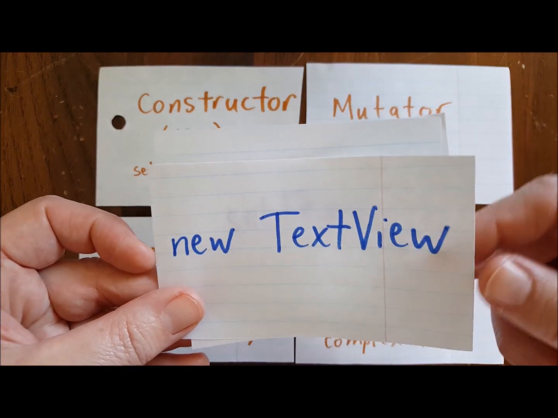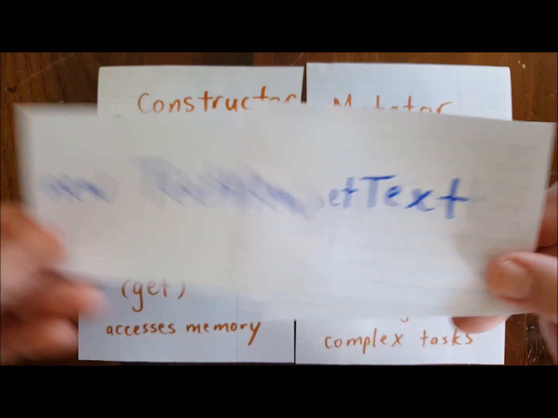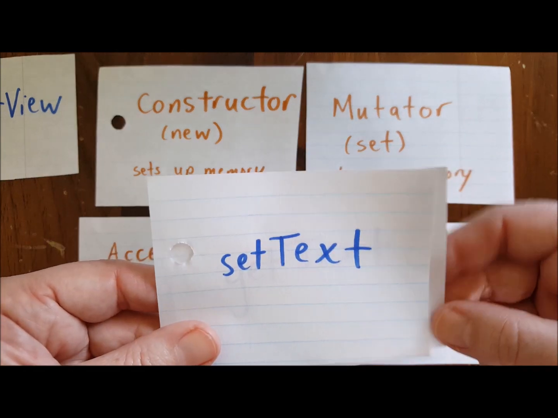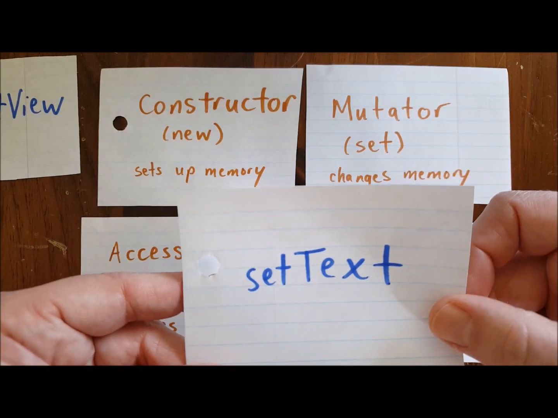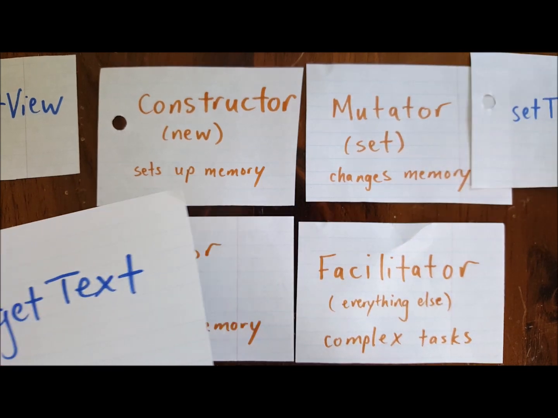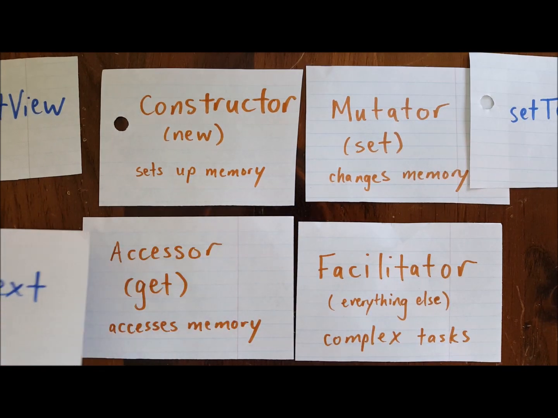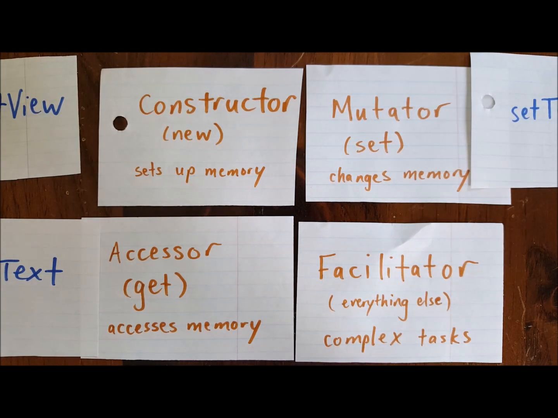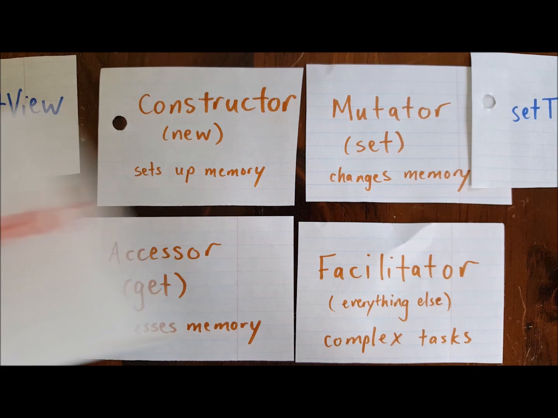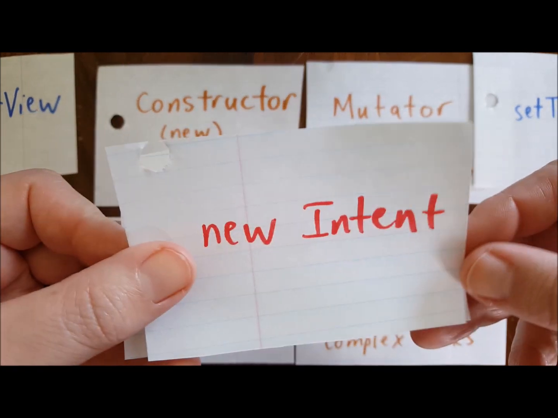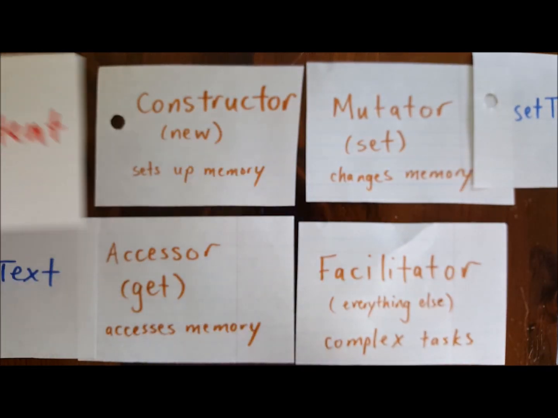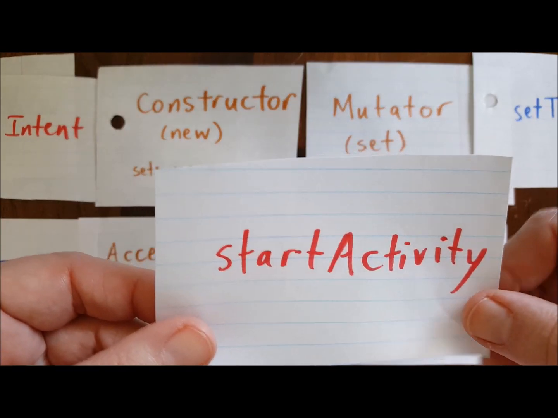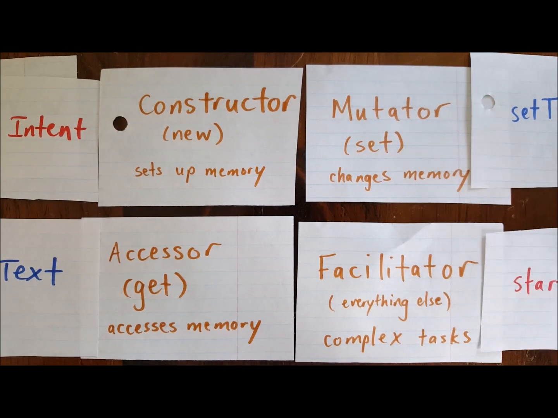So a text view, we might say new text view in our onCreate method, and that would be a constructor. And then we might say set text, and a set text changes around what text is on the screen. That's a mutator. And get text is an accessor. It allows us to find out what was in the text view. Let's take a look at, let's say, the intents. So we had code to make a new intent. That was a new screen. Well, new, that's constructor. So that would make us a new screen. And then we had the code to start an activity. That was quite a complex task, so that was a facilitator.